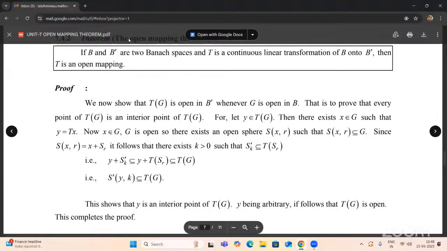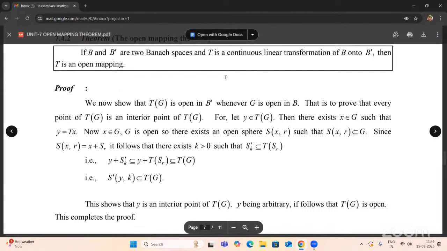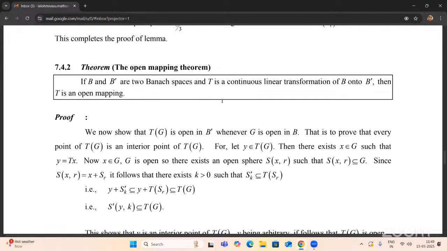There are two Banach spaces B and B dash, and a continuous linear transformation T is defined from B onto B dash. Then the continuous linear transformation T from B onto B dash is an open mapping. That is the simple statement of the open mapping theorem: B and B dash are both Banach spaces, and the continuous linear transformation T defined from B onto B dash is an open mapping.